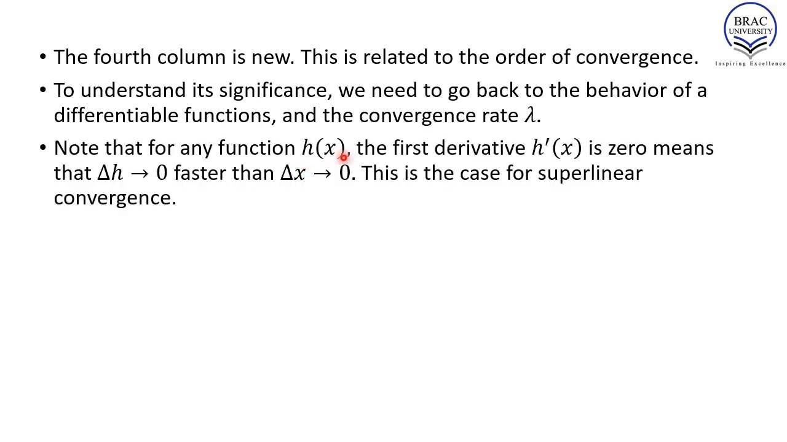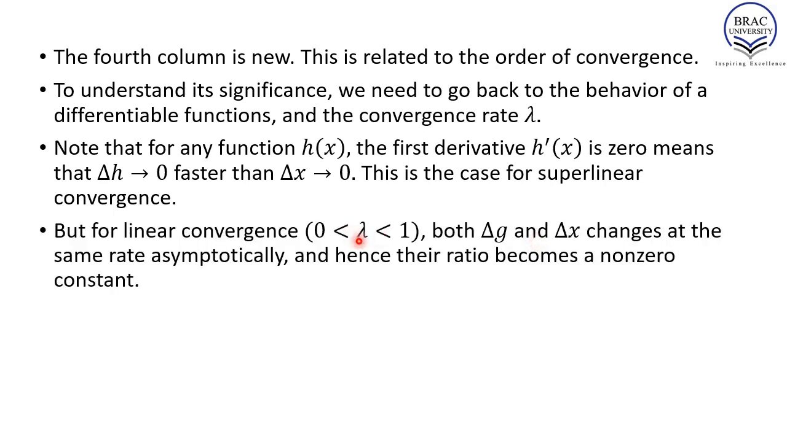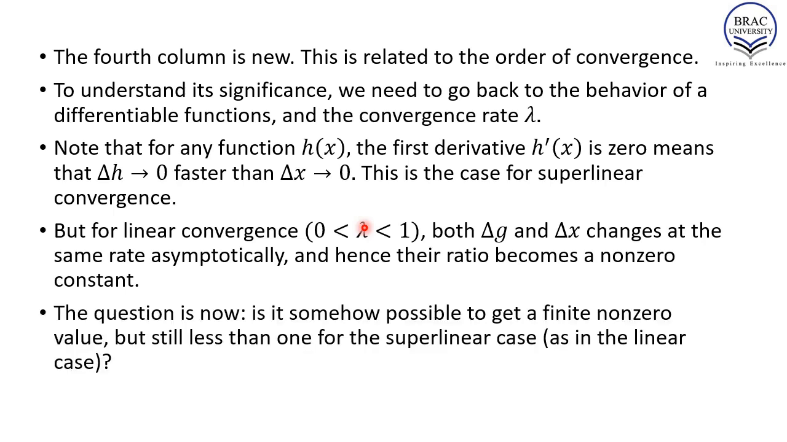Note that for any function h of x, the first derivative h prime of x being 0 means that delta h goes to 0 faster than delta x goes to 0. This is the numerator and that is the denominator. Since the numerator goes to 0 faster, the ratio also goes to 0. That is the superlinear case. But for the linear case, where lambda is less than 1 but greater than 0, the two terms, delta g and delta x, change at the same rate asymptotically. That's why the ratio becomes fixed but non-zero.